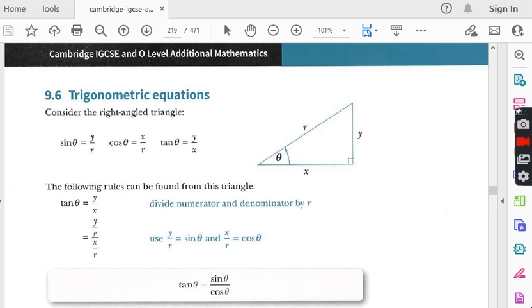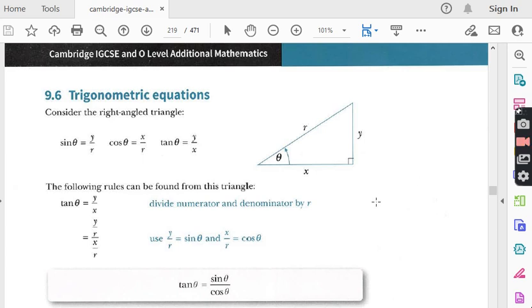The topic of exercise 9.6, as you can see on the screen, is trigonometric equations. What are trigonometric equations? They are equations which involve trigonometric functions like sine theta, cos theta, tan theta. How to solve a trigonometric equation? What is the meaning of solving trigonometric equations? The meaning is to find the values of angles.